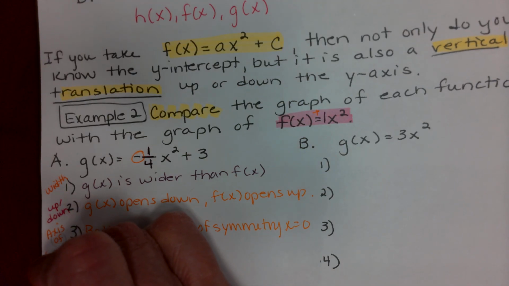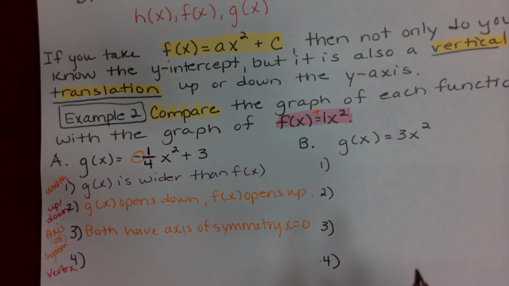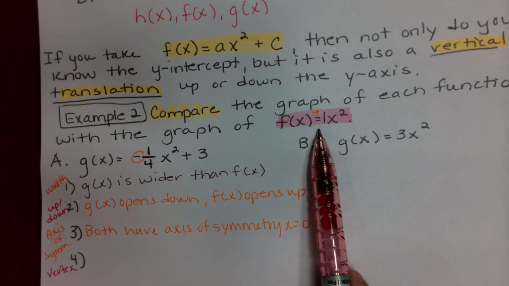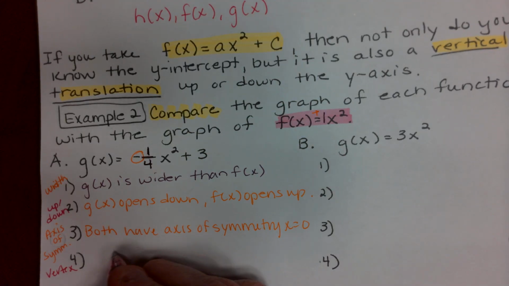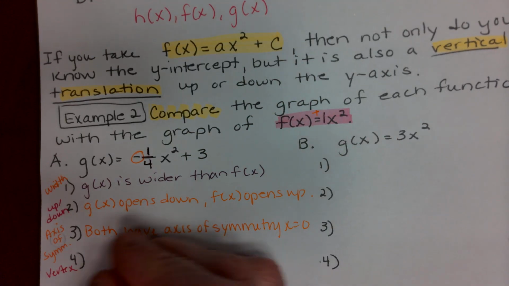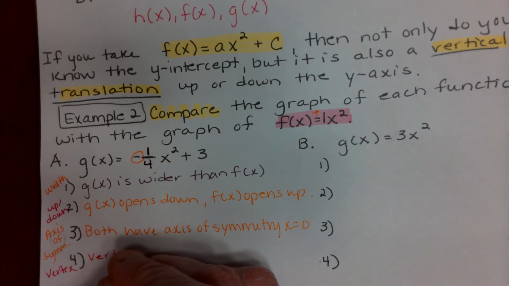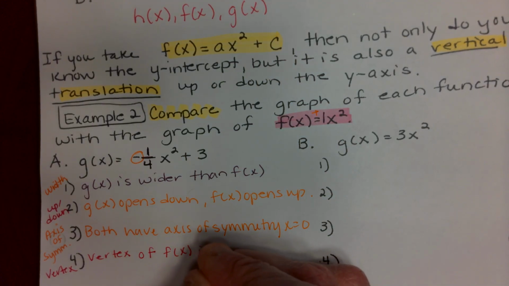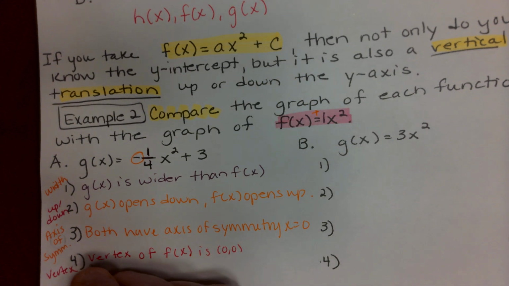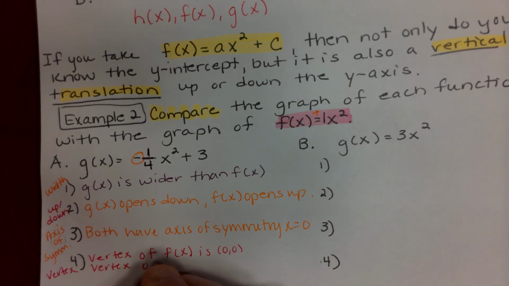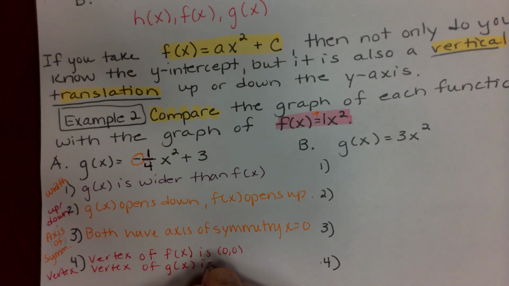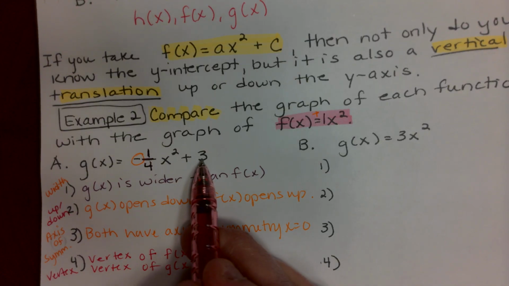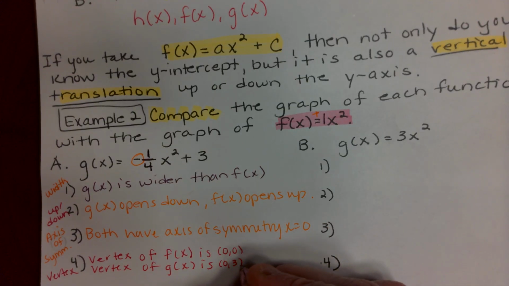All right, and the last thing you can look at is the vertex. That's another option. You can tell me what the vertexes of each of them are. The vertex of our function here, it's the parent function, so you could say the vertex of f of x is 0, 0. And then the vertex of g of x: well, it's going to slide up 3, so it's going to be 0, 3.